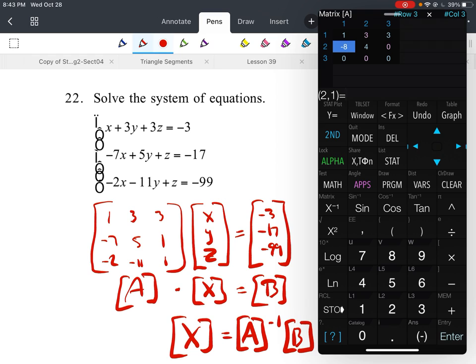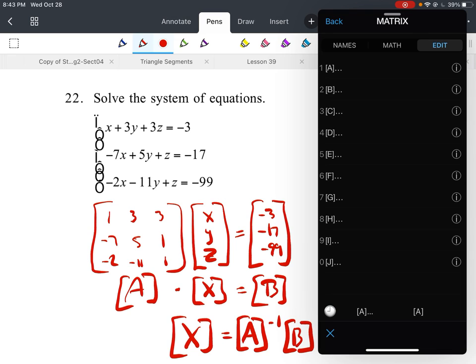Where was I? Oh yeah, -7. Oops, not 0.7. -7, 5, 1, -2, -11, and last is 1. Okay, so these are all my equations. These are our coefficients. All right, coefficient matrix, done.